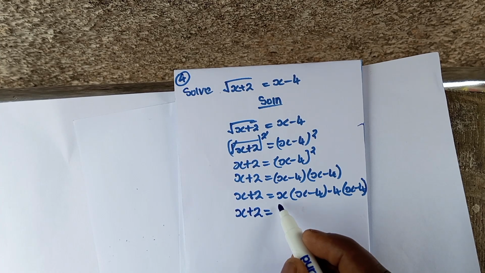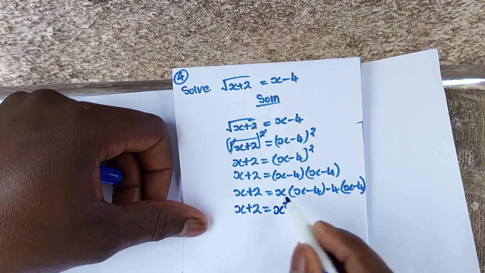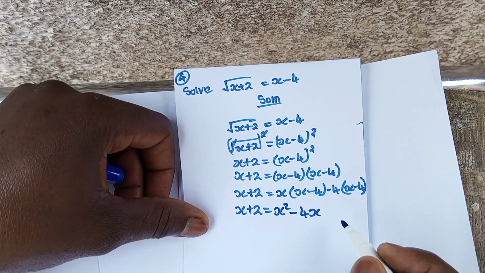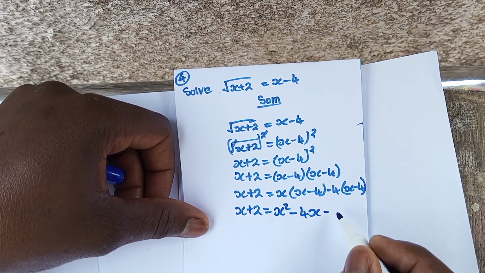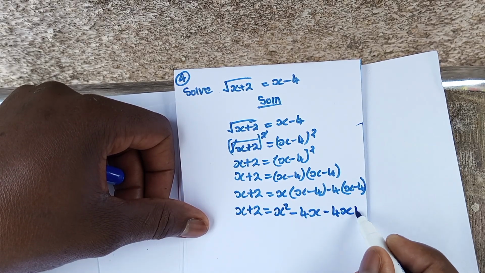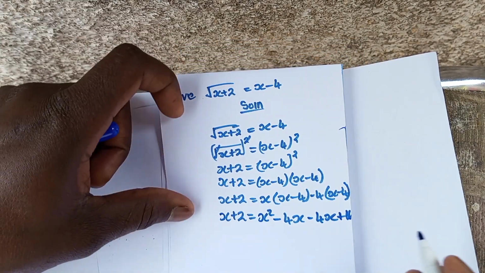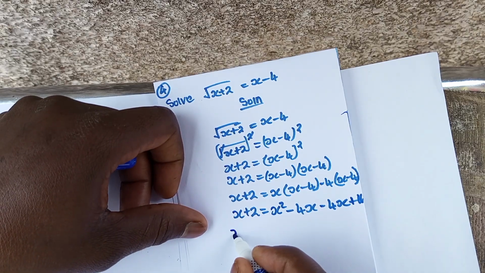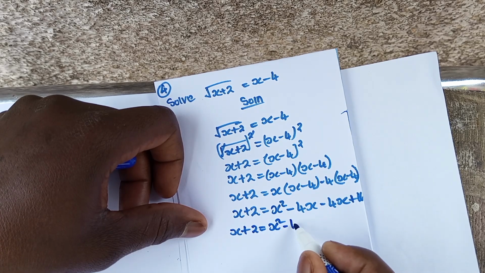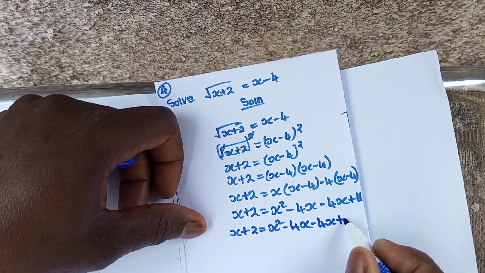Now we continue. We see x times x, we are going to have x squared. Plus times minus is minus. X times 4, we are going to have 4x. Minus times plus is minus. 4 times x is 4x. Minus times minus is plus. 4 times 4 is 16. Let me write it again. We say x plus 2 equals x squared minus 4x minus 4x plus 16.